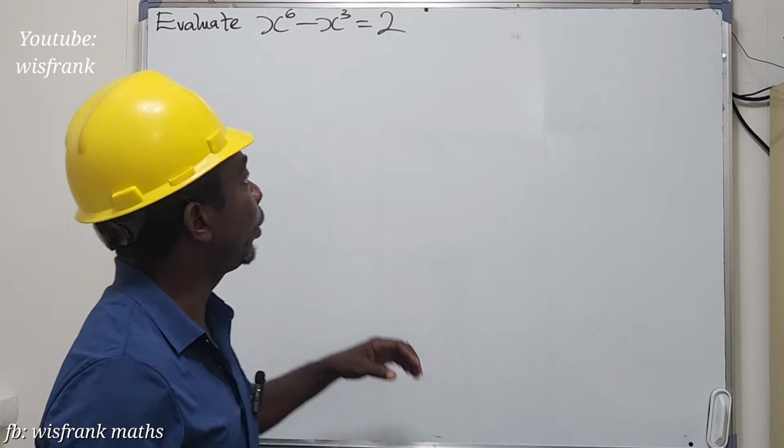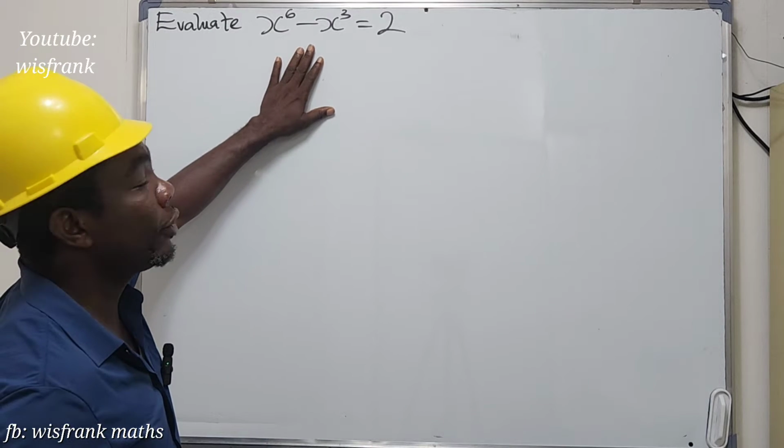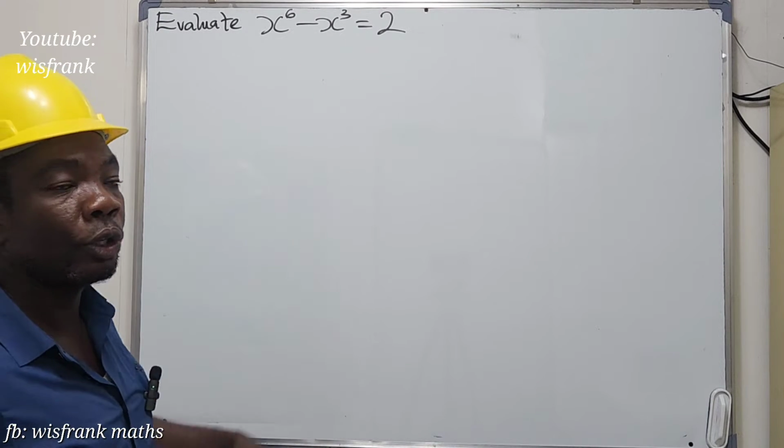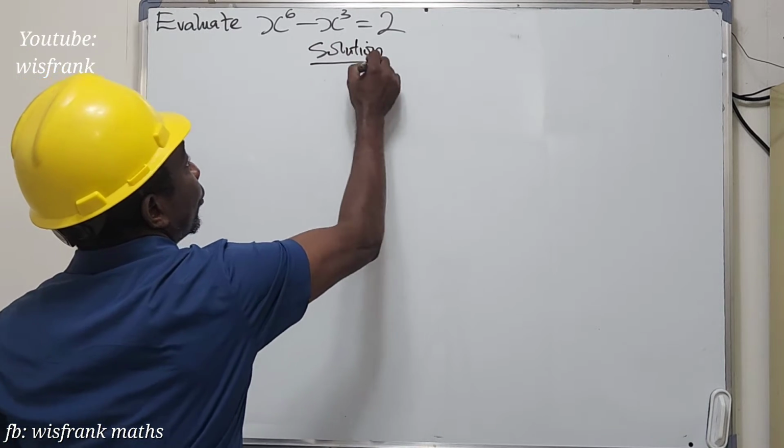More interesting topics. Today we are looking at this question and it says evaluate x to the power of 6 minus x to the power of 3 equals 2. So we are going to find the value of x in this equation. So we have the solution.